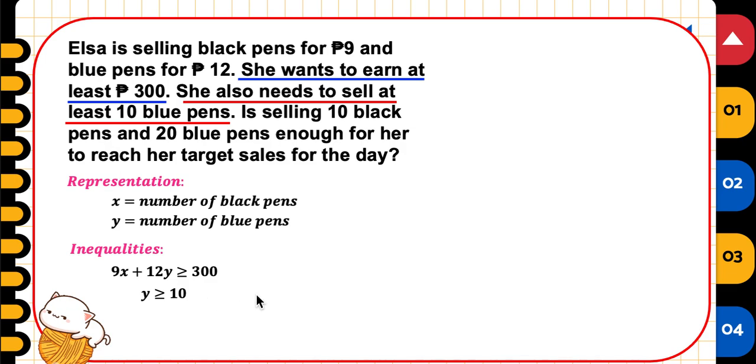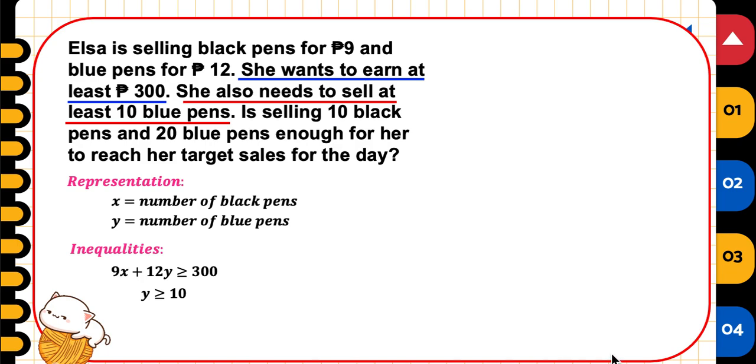Actually, you can answer the question even without graphing our inequalities, by simply substituting into both of the inequalities. If it satisfies both of our inequalities, then (10, 20) will be a solution. So therefore, the answer here will be yes. Selling 10 black pens and 20 blue pens is enough for Elsa to reach her target.